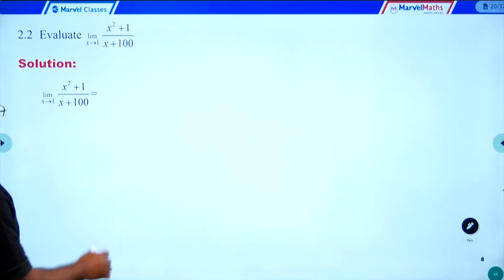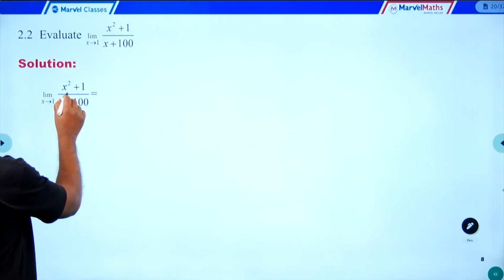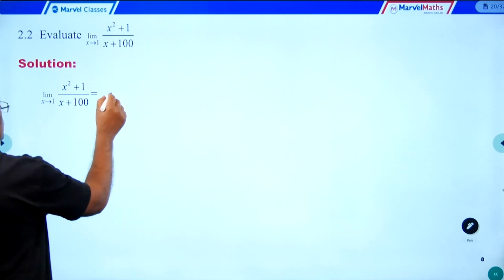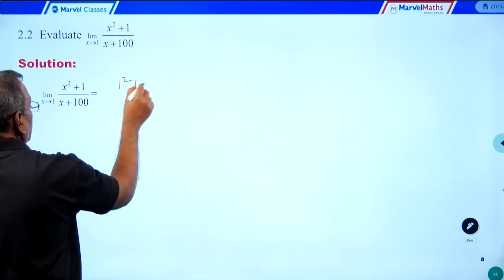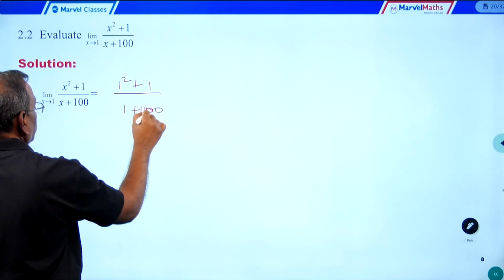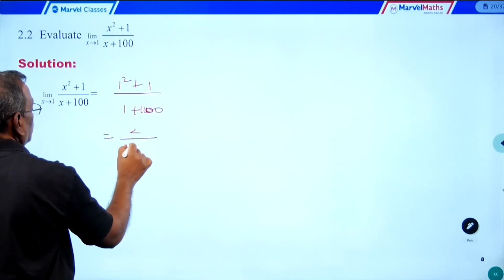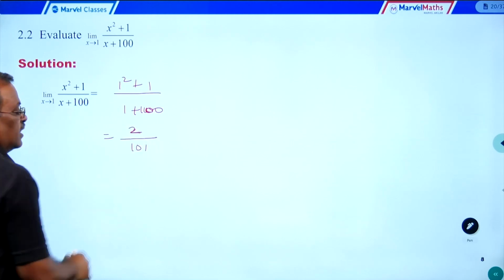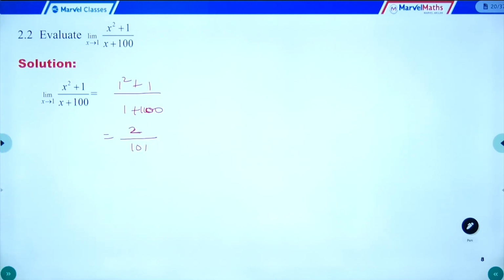A few more types. Limit x approaches 1, x square plus 1 by x plus 1. If you directly substitute, 1 square plus 1 by 1 plus 100, which is equal to 2 by 101, because you can directly get some arithmetic value.